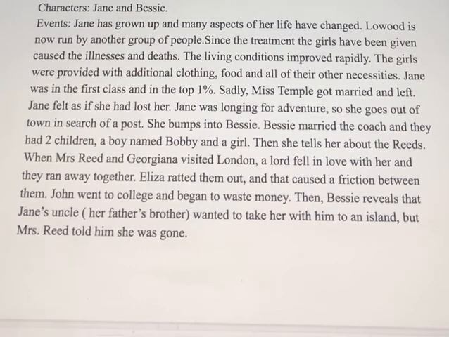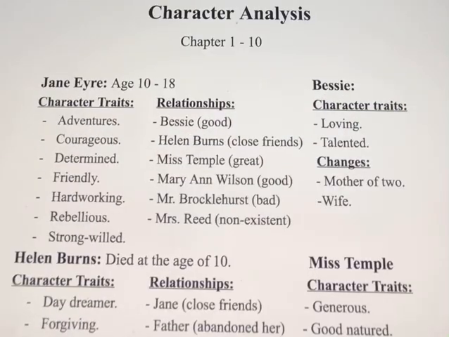Now we will be doing an analysis and we will be done with the video. So, we have Jane's character traits. Jane's adventurous because she did not want to stay at Lowood. She was tired of it. She was tired of teaching there for 2 years. She was tired of being there for so long, so she wanted something new.